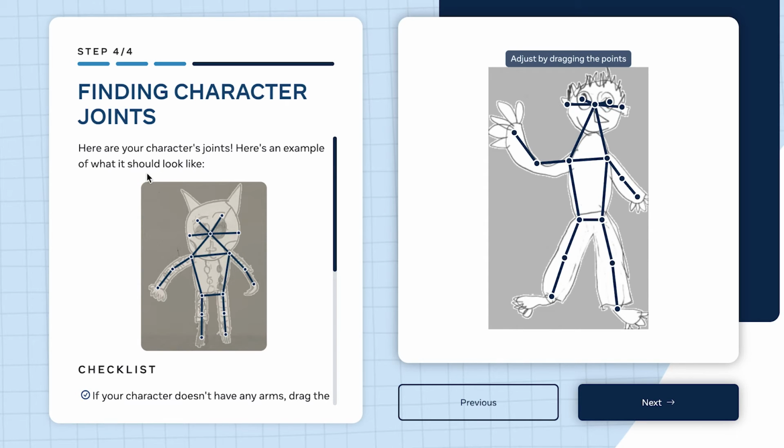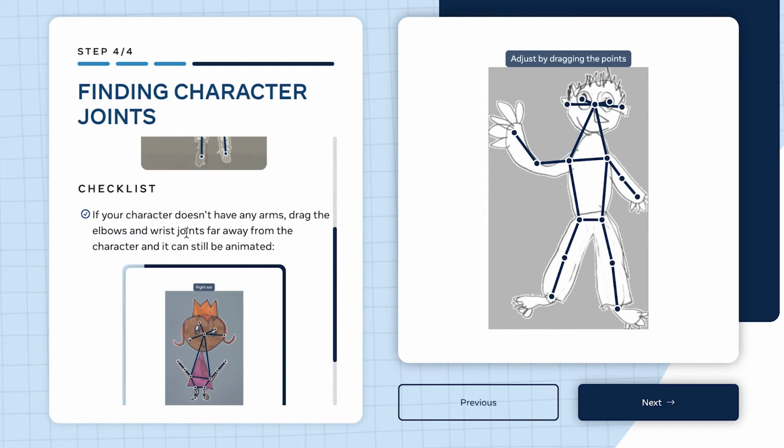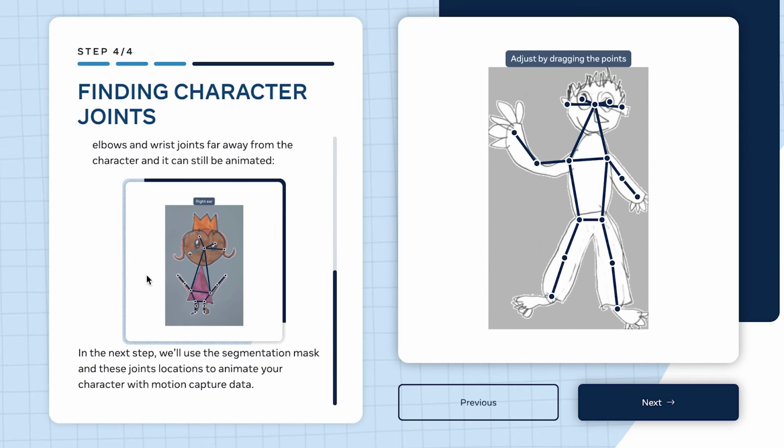Here's an example of what it should look like. So it's something like this. Now the checklist is, if your character doesn't have any arms, drag the elbows and wrist joints far away from the character and it can still be animated. So if it doesn't have any arms, you can still drag and it can still be animated to have an arm. Okay, in the next step, we will use the segmentation mask and these joint locations to animate your character with motion capture data.